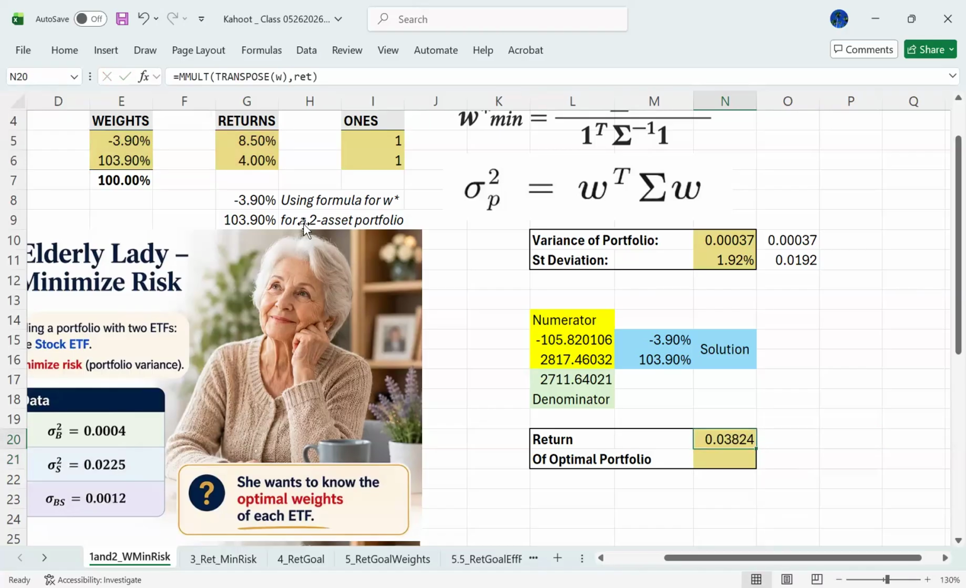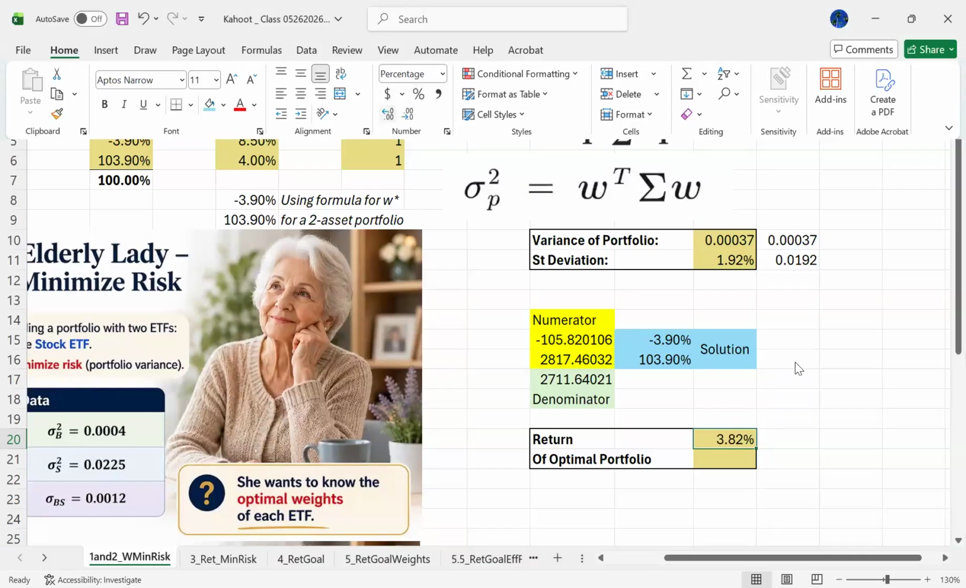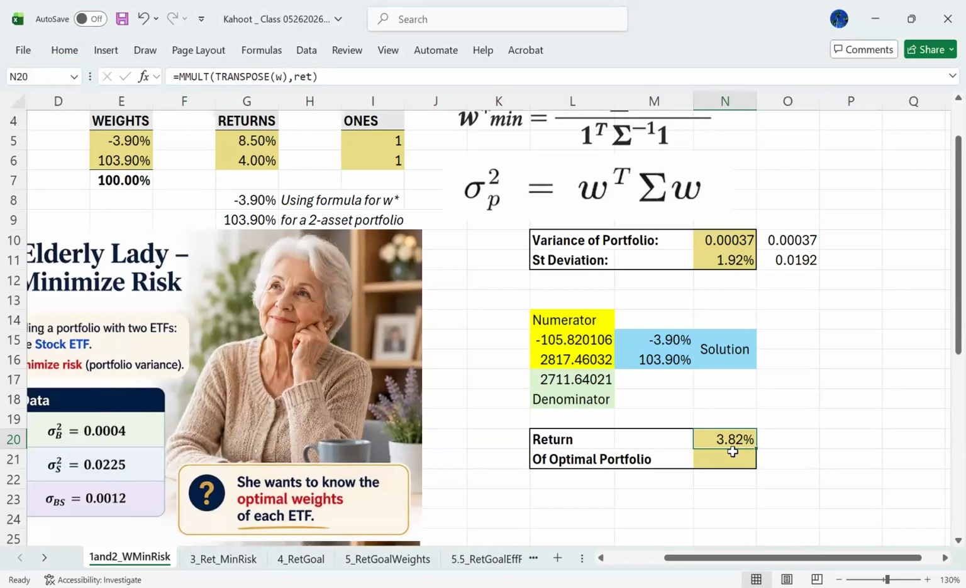Okay, now it would be 3.82% for this portfolio. So the lower the risk, then we are also ending up with a lower expected return. Of course, keep in mind this is an expectation. So realized returns could end up being lower than this. There is no guarantee that you are going to attain a 3.82% because this portfolio has risk. 1.92 is the measure of its standard deviation.